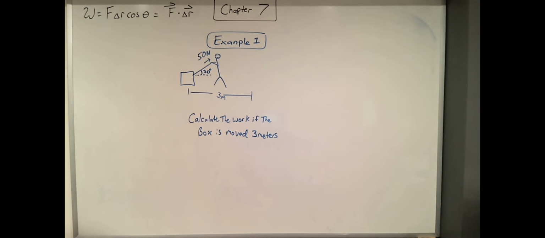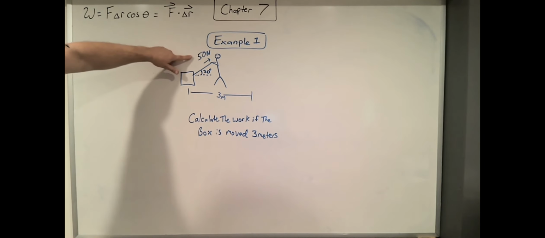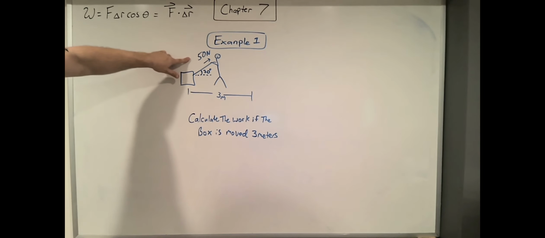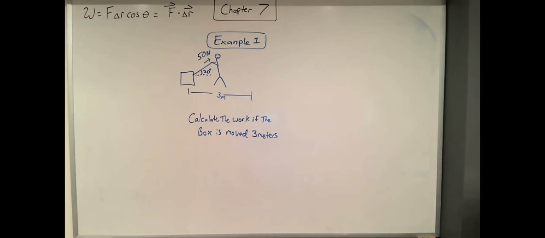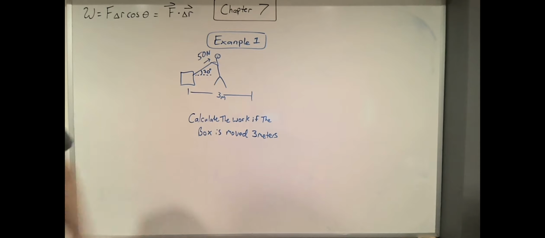So our first example here, we have someone trying to move a box. They're pulling on a rope. They're pulling this box with 50 newtons of force at 30 degrees. And what they're trying to do is move that box 3 meters. So the question says, calculate the work if the box is moved 3 meters.